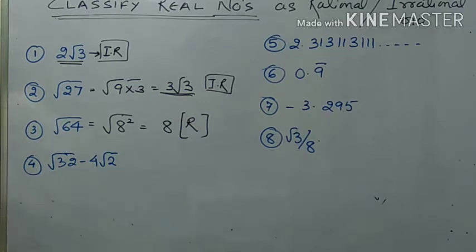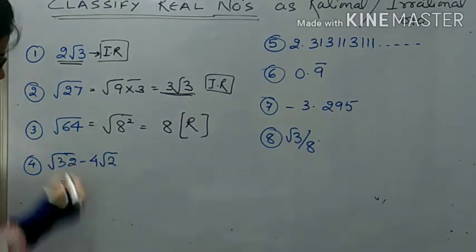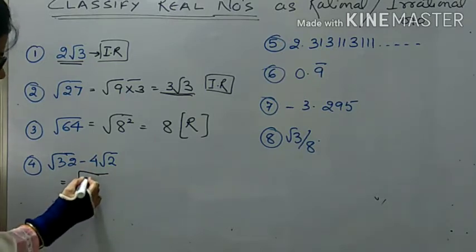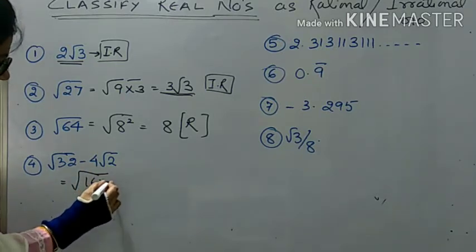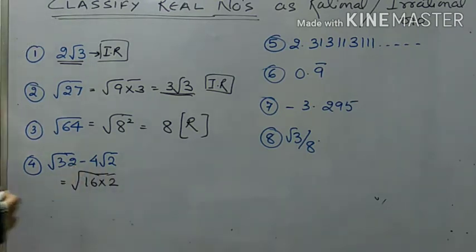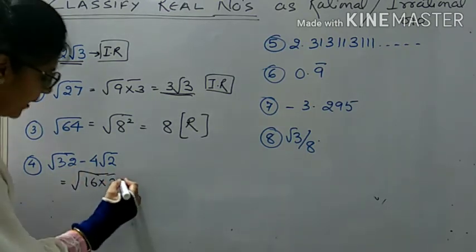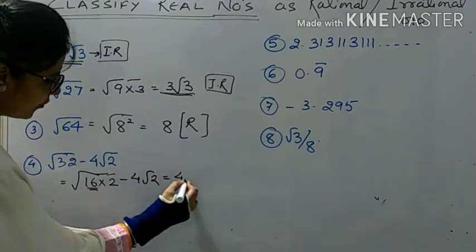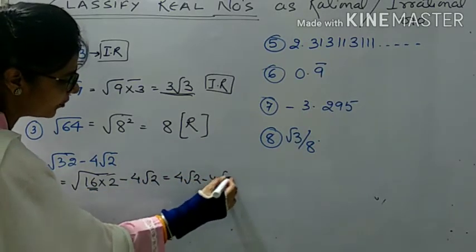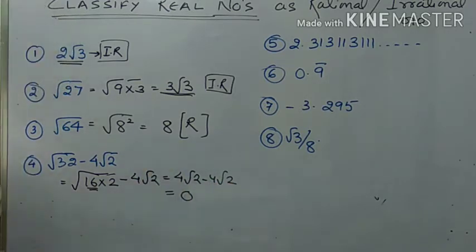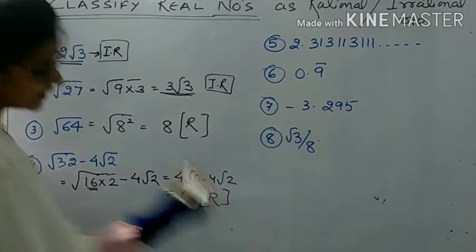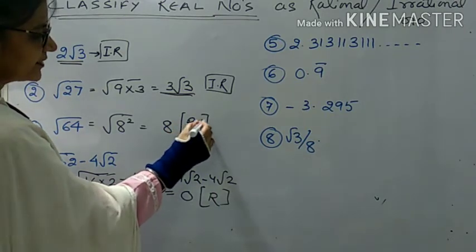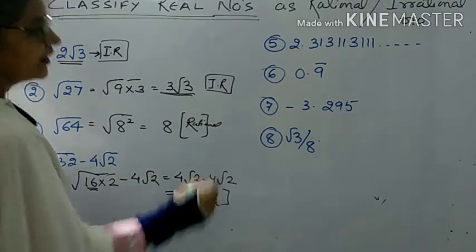Root 32 minus 4 root 2. First we have to solve this. What is 32? 32 is a 16 into 2, so root 32 minus 4 root 2. Now what is root 16? This is 4 root 2 minus 4 root 2. So our answer is 0. So which type of number it is? It is rational number. कौन सा आ रहा है ये? This is rational.